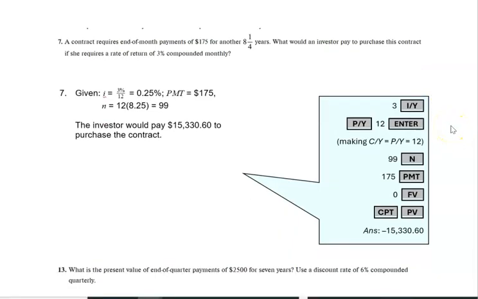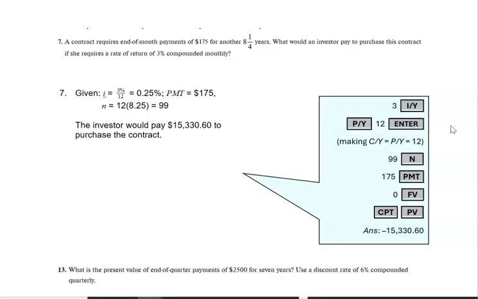So a contract requires end of month payment of $175, so end of month, so it's monthly, and the payment is $175 for another 8.25 years. What would the investor pay to purchase this contract if she requires a rate of return of 3% compounded monthly?